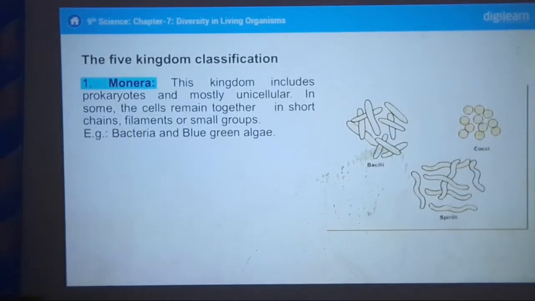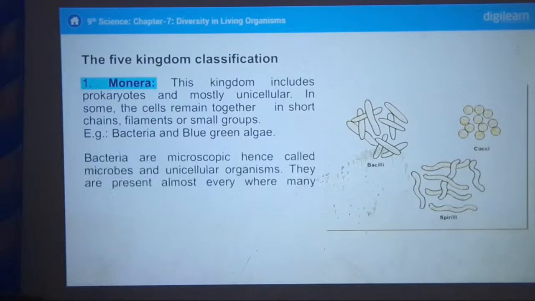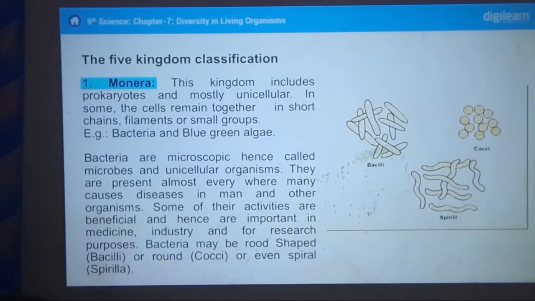Monera. This kingdom includes prokaryotes and mostly unicellular. In some, the cells remain together in short chains, filaments, or small groups. Example, bacteria and blue-green algae. Bacteria are microscopic, hence called microbes, and unicellular organisms.